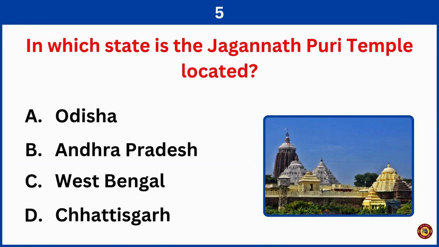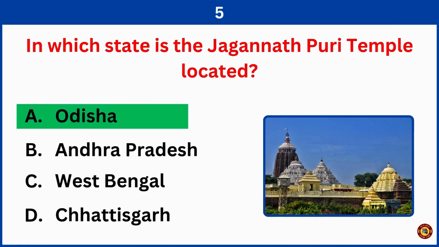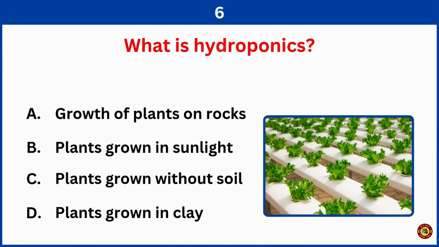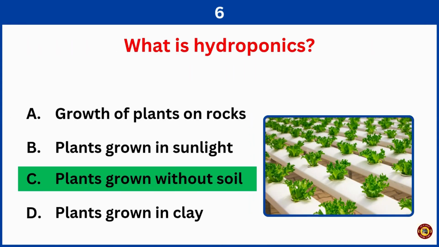In which state is the Jagannath Puri temple located? Right answer is option A, Odisha. What is hydroponics? Right answer is option C, plants grown without soil.